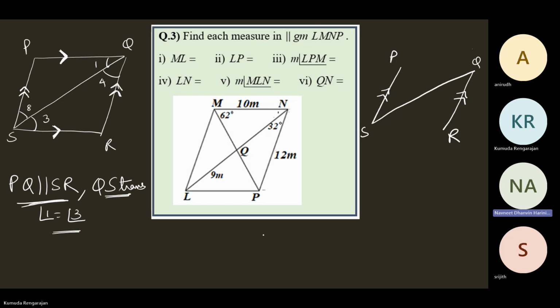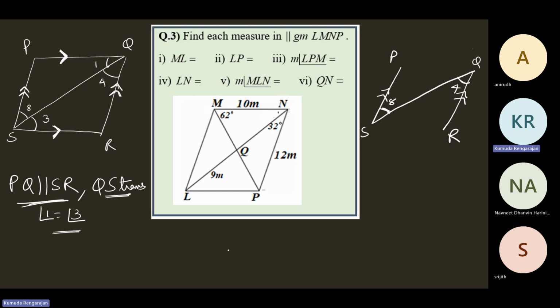Ma'am, angle 8 and 4. Angle 1 and 3. See, there are only two angles here. Can you see one angle is formed here, another angle is formed here. This angle I've numbered 8 and this angle I've numbered 4. So angle 4 is equal to angle 8.